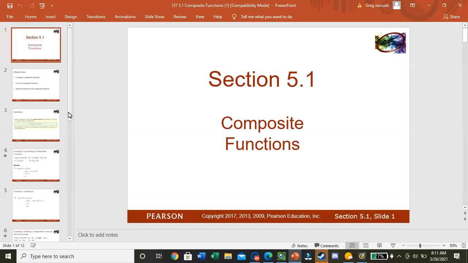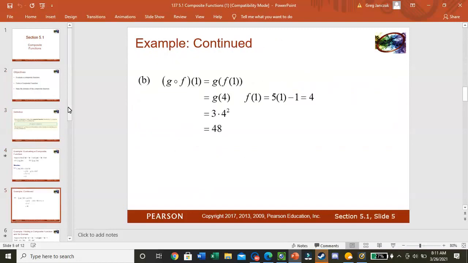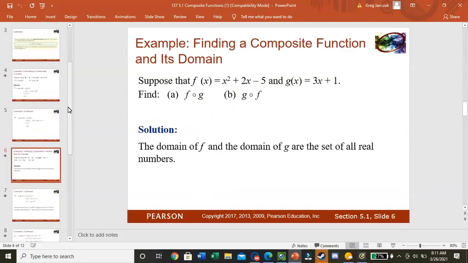We're going to look at substituting in an entire function. So we got here, here, here. Okay, so here we are. So finding the composite function and its domain. All right.